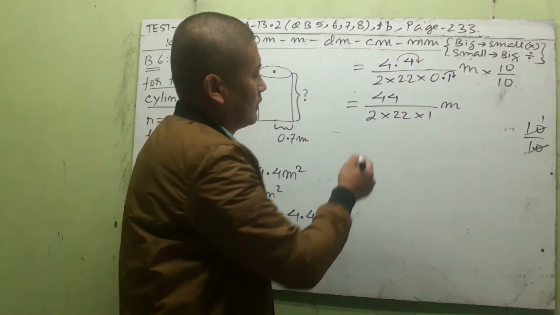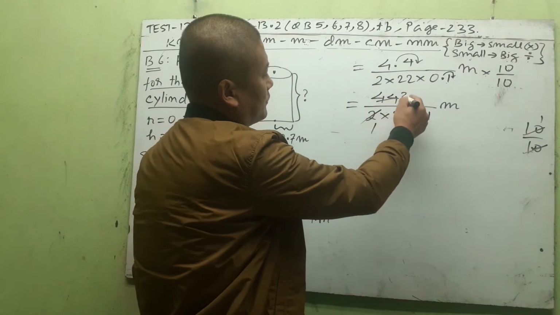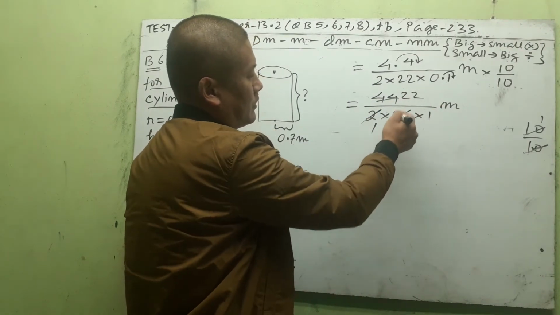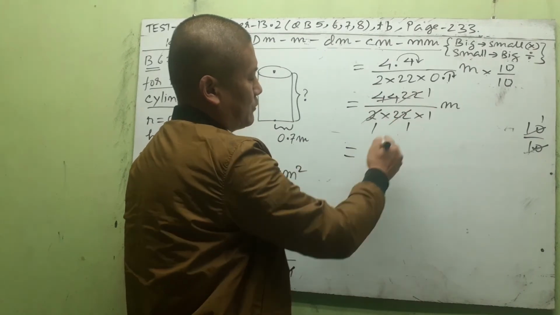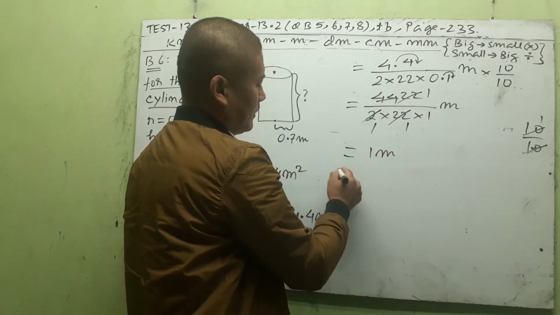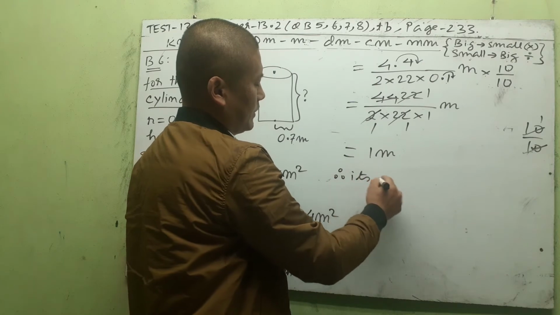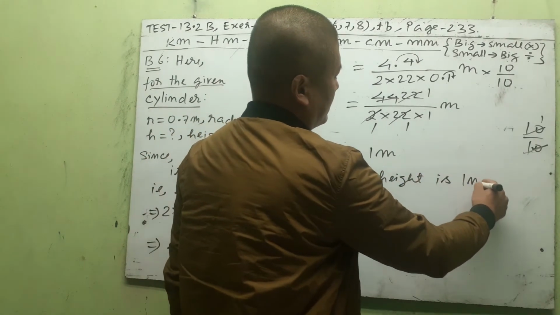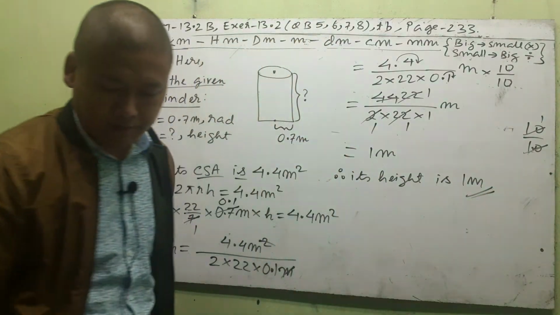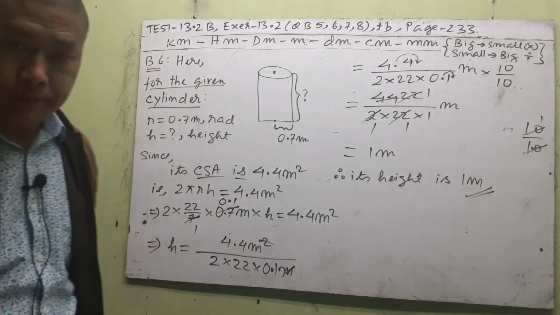Okay. 2 ones are 2, 2 twos are 4, 2 twos are 4. 22 cancel means 1 left there. So everywhere 1, so it is 1 meter. Therefore, its height calculated is 1 meter. Answer. Okay. Hope you're getting it right.